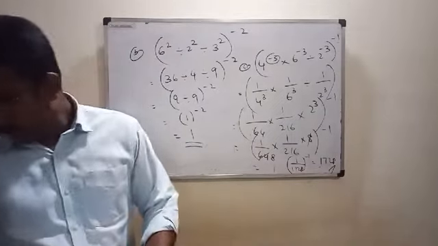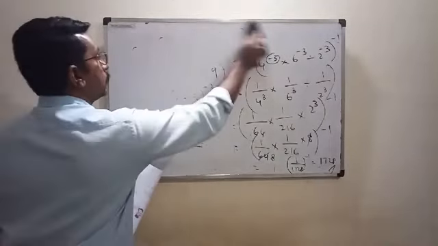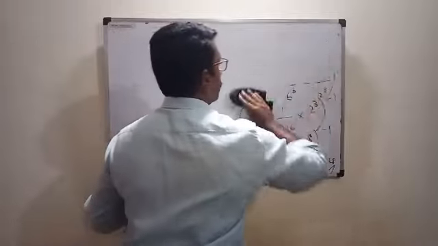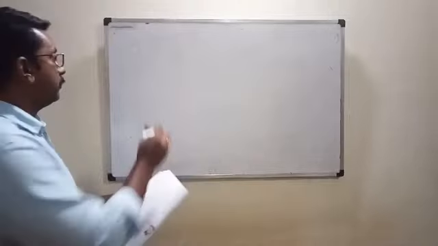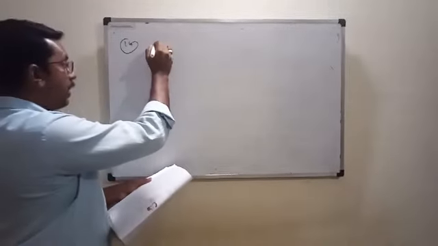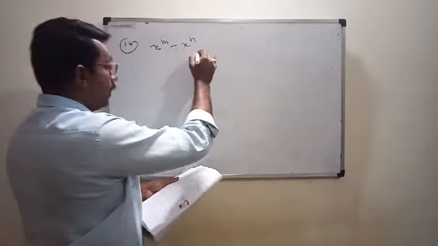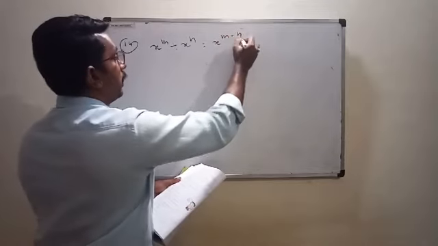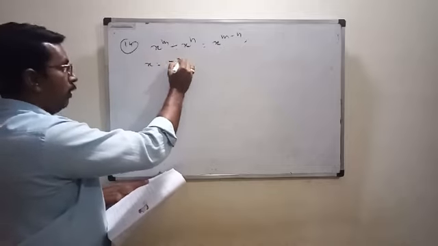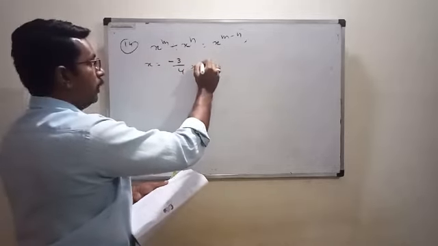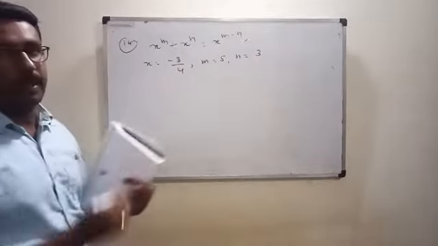Okay. Now let us see question number 14. Verify the laws of exponents. What is that? Question number 14. x to the power m divided by x to the power n is equal to x to the power m minus n, given x equal to minus 3 by 4, m is equal to 5, n is equal to 3. We will verify these two.